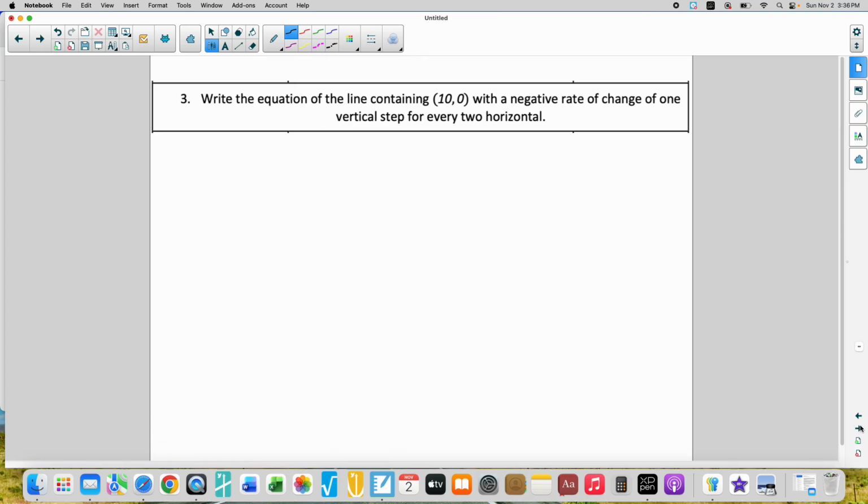Write the equation of the line containing 10, 0 with a negative rate of change of 1 vertical step for every 2 horizontal. So a negative is either going to be down 1, right 2, or it's going to be up 1 and then left 2. So both give us rise negative 1, run 2, or rise, run, and both are the same number, so it has a slope of negative 1/2. So we can use point slope.